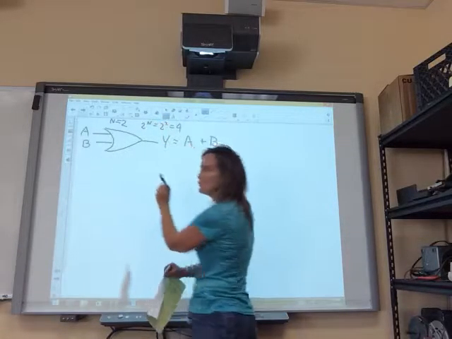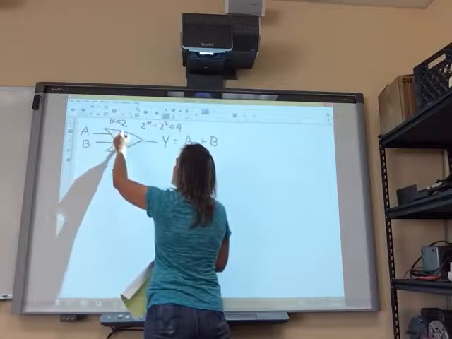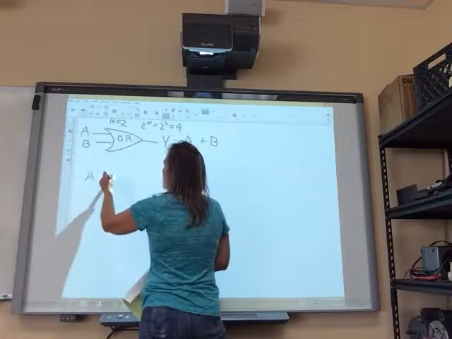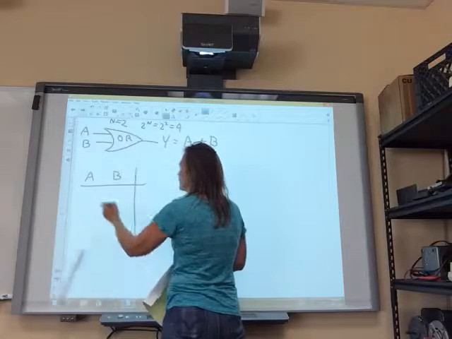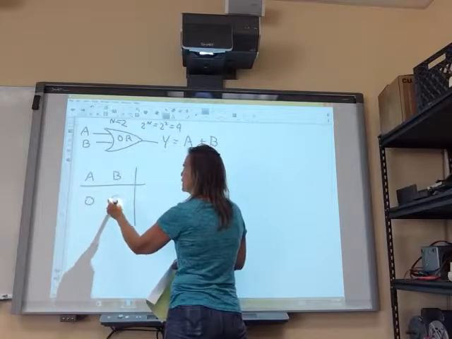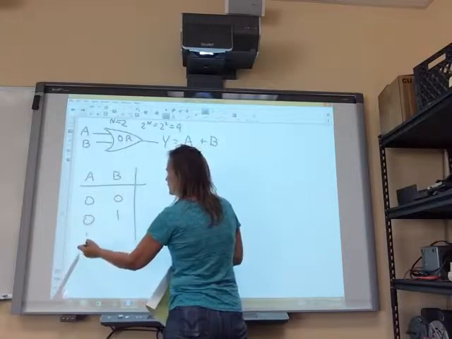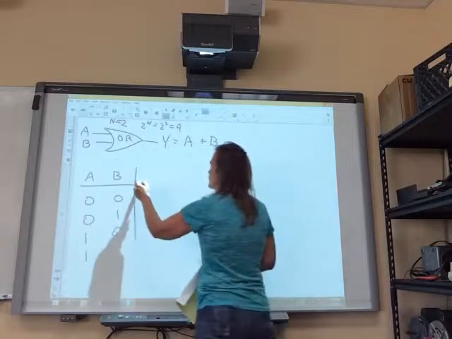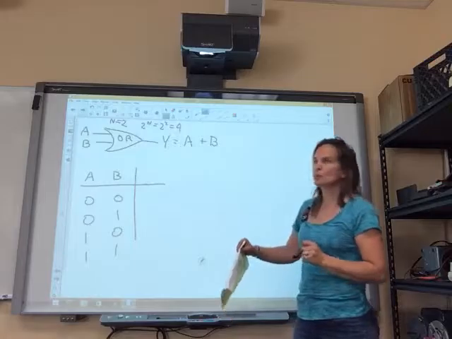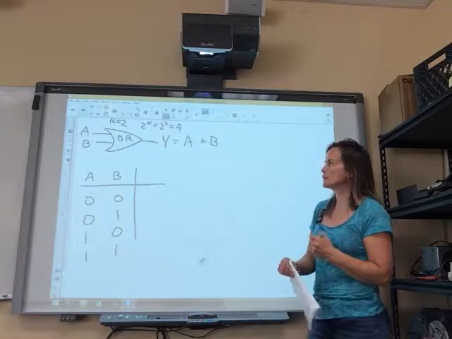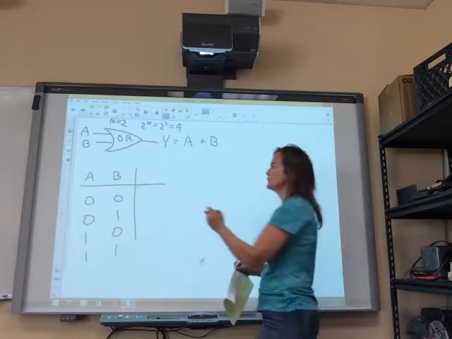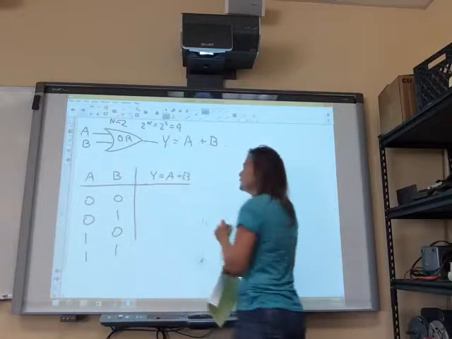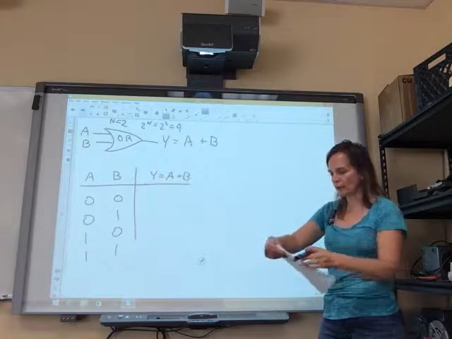So we're going to draw a truth table for the OR gate. This is an OR gate. Every possibility: A could be low, B could be low. A could be low, B could be high. A could be high, B could be low, or they could both be high. The logic rules of the OR gate state that just one of them needs to be high and we'll get a high output.